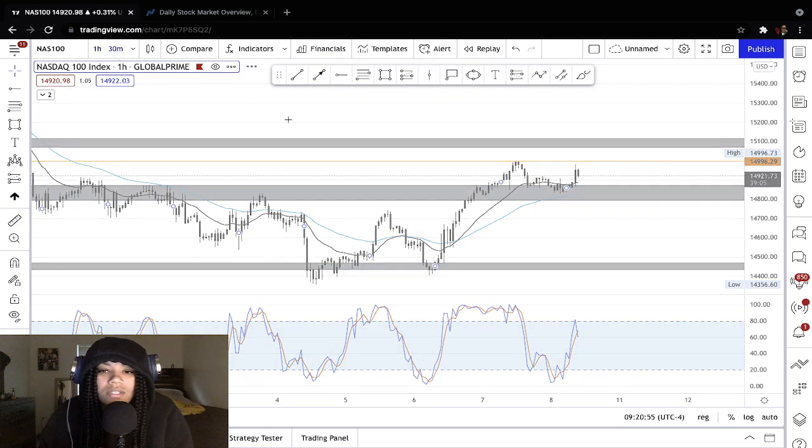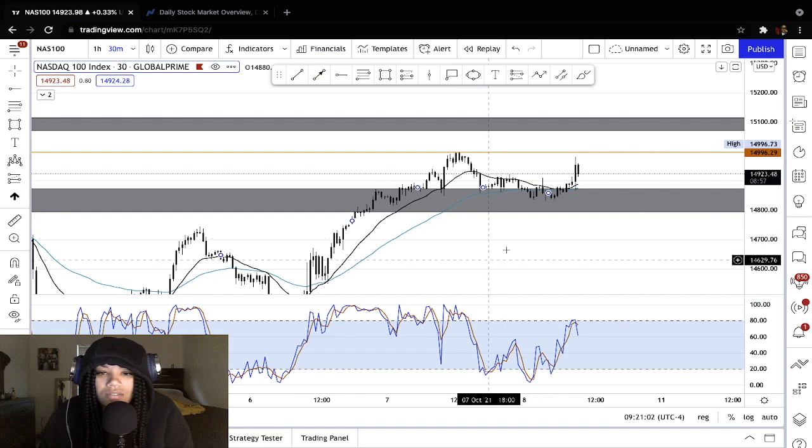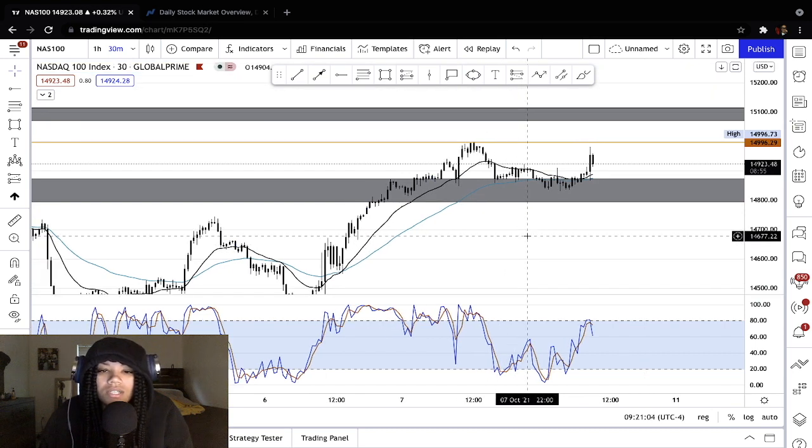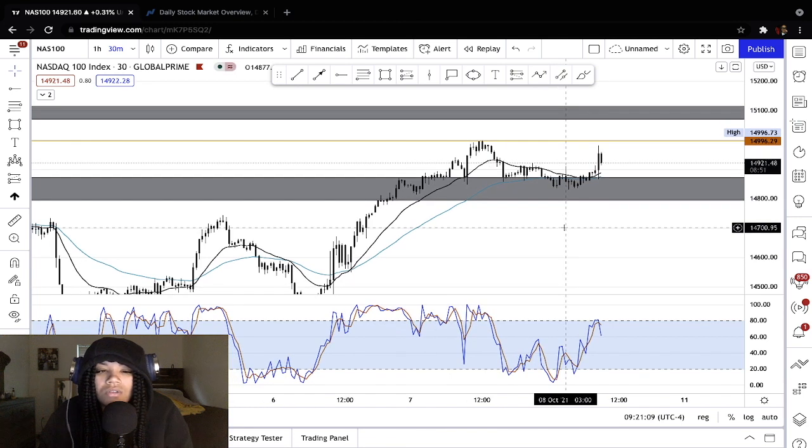On a 30-minute, I really don't even look at the 30-minute, but for the sake of the video I'm gonna go down to each time frame. On the 30-minute, we actually get a reversal pattern. If you guys know, Head and Shoulders is a major reversal pattern, especially at the top of a resistance.